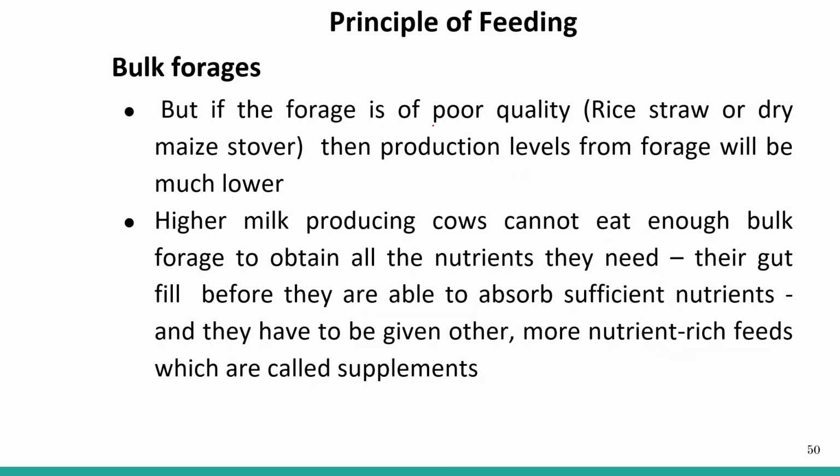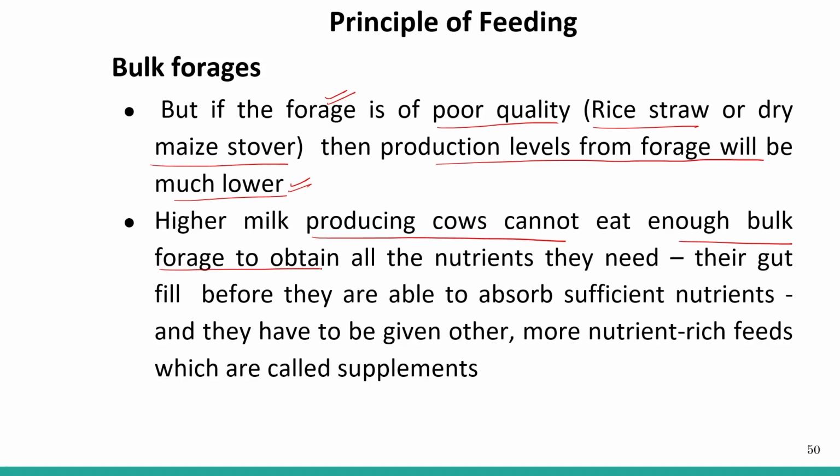But if the forage is of poor quality, that is rice straw or the dry maize stover, then the production level from the forage will be much lower. So be ensured that the forage should contain a good quality of nutrients. Higher milk producing cows cannot eat enough bulk forage to obtain all the nutrients they need. Okay, so they are not just dependent on the bulk forage.